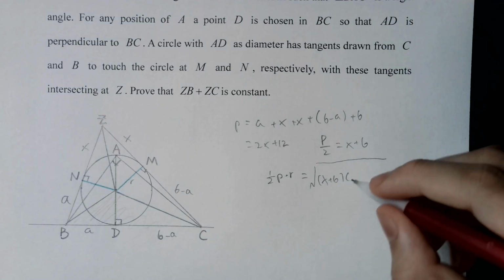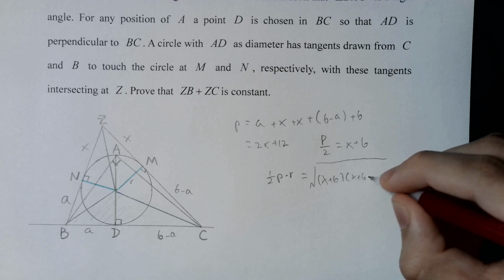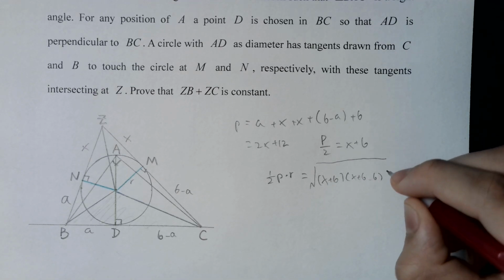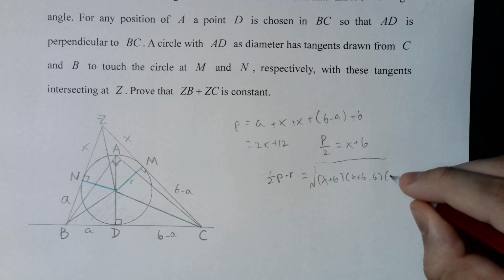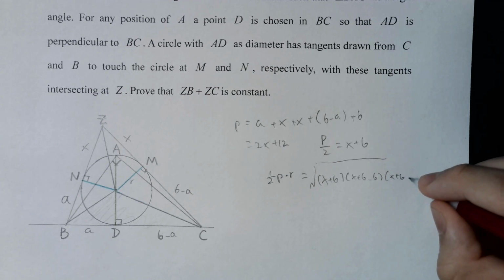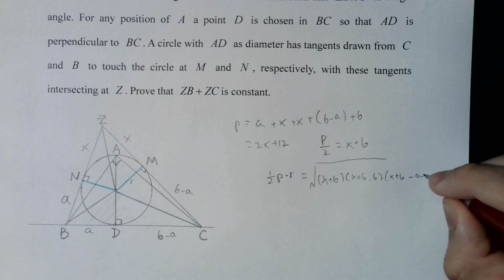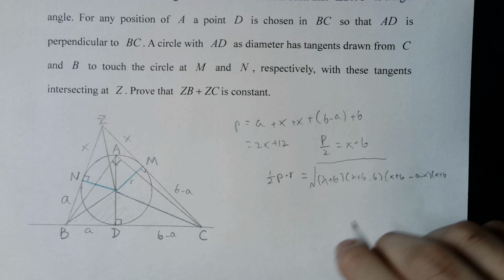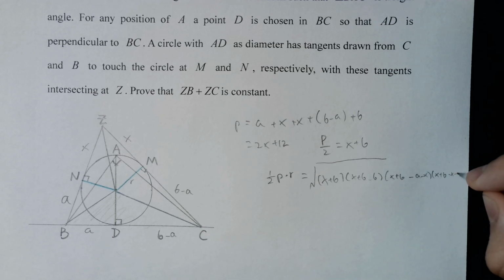And this would be multiplied by the semi-perimeter minus one of the side lengths, in this case 6. And after that, we have to multiply this again by the semi-perimeter minus another side. So in this case, a minus x. And finally, we have to do that again. x plus 6 minus x minus 6 minus 6.